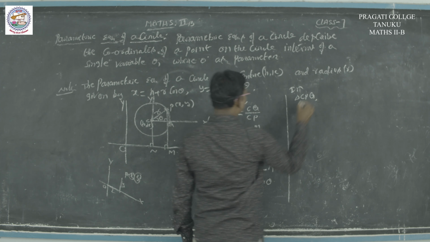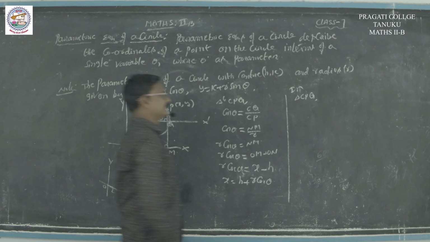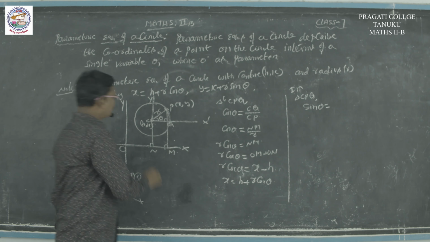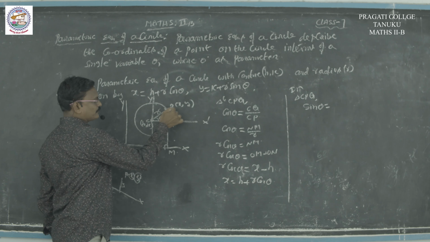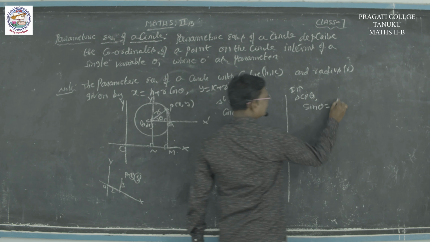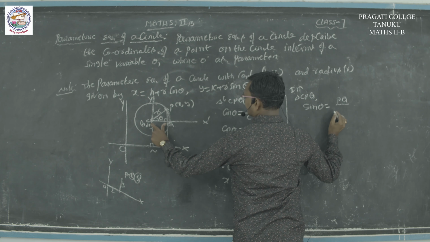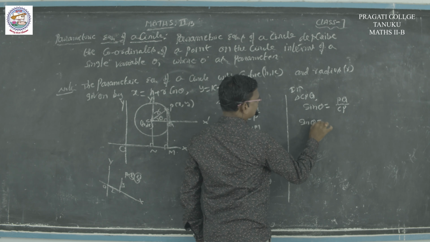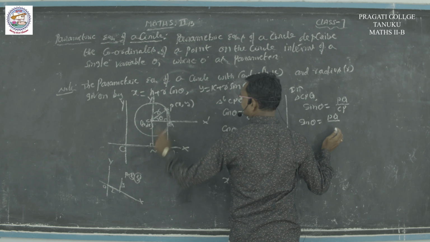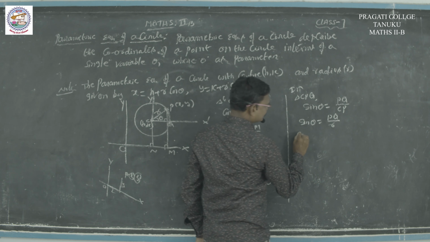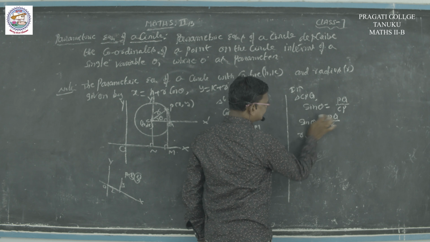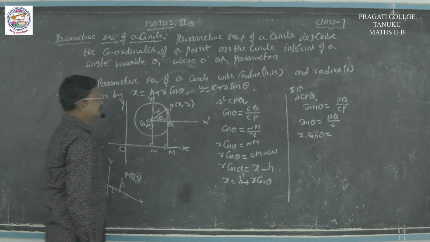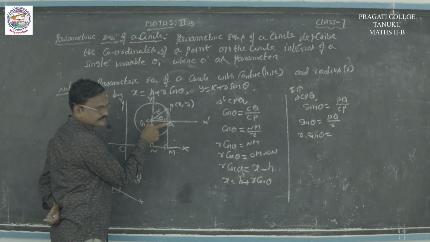Now I am going to apply sin theta for that triangle. So sin theta is equal to the opposite side. For this triangle, the opposite side is PQ, so PQ by hypotenuse, which is CP. And sin theta is equal to PQ by CP, that means r. So by cross multiplication, r sin theta is equal to PQ. Just follow the diagram. This is PQ.